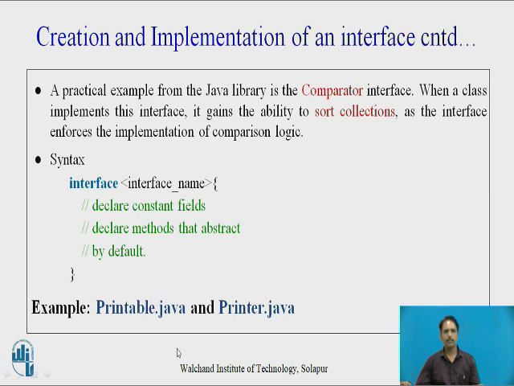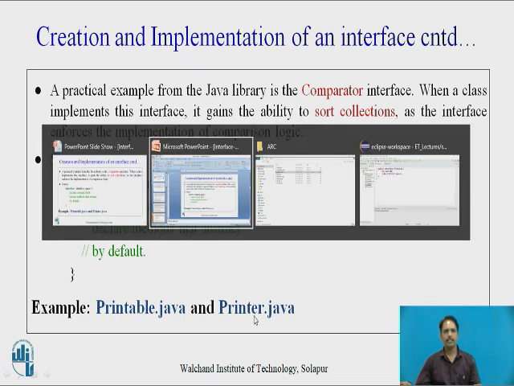Let us take an example of a basic interface declaration and its use. We have two files, one is Printable.java and the other is Printer.java. So I will open Eclipse and we will see the examples.